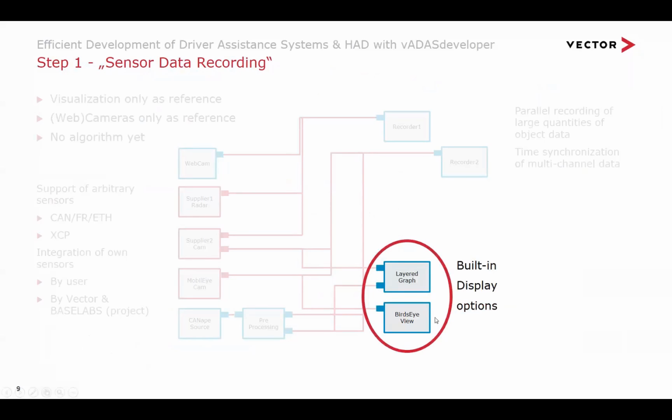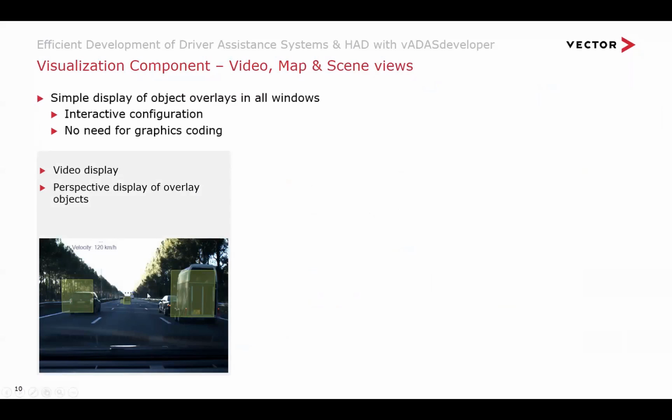So now let's look at the visualization down here. What is available for the visualization? We have an overlay of the videos with the objects. For that, we can also calibrate the camera or video images.